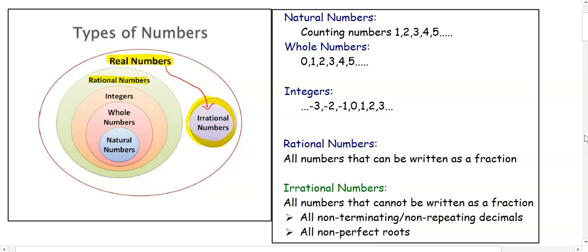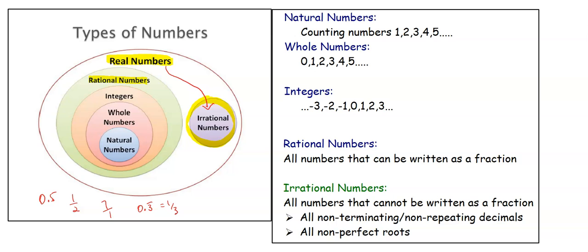So how do we know if a number can be written as a fraction or not? For example, 0.5 can be written as a fraction because it is 1/2. 7 can be written as a fraction because it's 7/1. 0.3 repeating is a fraction. Repeating numbers are fractions; they can be written as 3/9 or 1/3. So those are all numbers that can be written as a fraction.